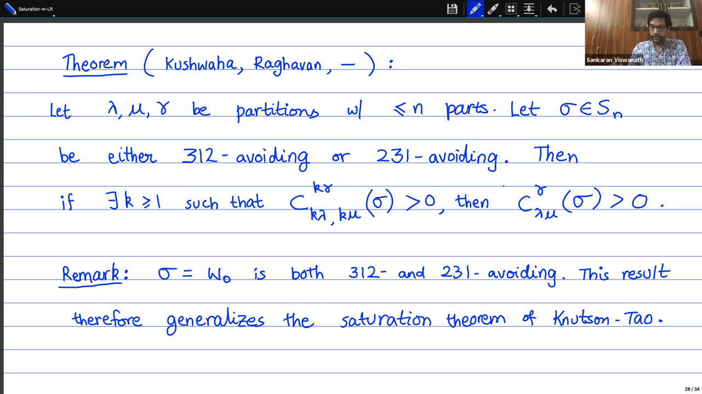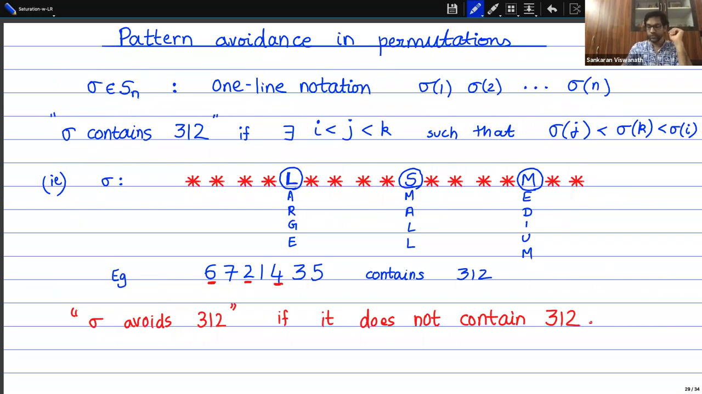I'll say what they are in a moment, but for those who already know: observe that the longest element of the Weyl group, written in one line notation, is just the numbers 1 through n in descending order. That permutation avoids both of these. It avoids 3-1-2 as well as 2-3-1. So in some sense this is a generalization of the saturation theorem, and we recover it as a special case. This is the statement of the theorem.